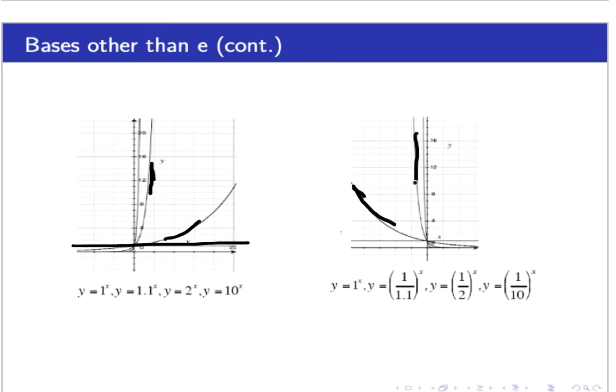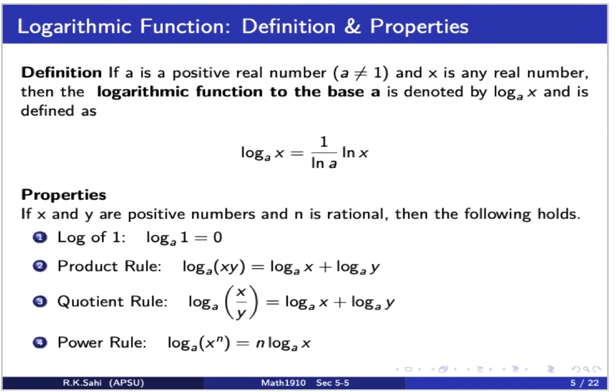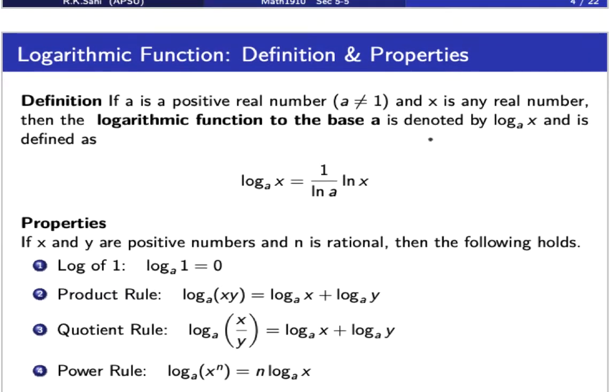These ones, guys. Okay, so let's define a logarithmic function and look at some properties. If a is again a positive real number, a not equal to 1, and x a real number, then the logarithmic function to the base a is denoted by log of x to the base a, which is basically 1 over natural log of a times natural log of x.